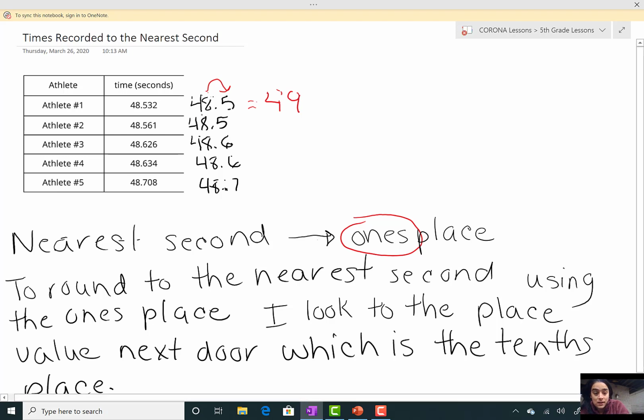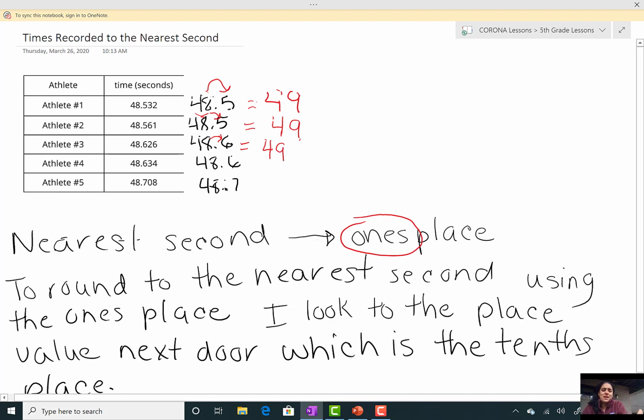There's an 8 again in the ones place. I'm going to look next door to the tenths place. There's a 5. It's going to round up again. I get 49 seconds. The third athlete, there's an 8 in the ones place. I look next door to the 6 in the tenths place. So rounding this to the nearest second, or recording the times in the nearest second, it's going to bump it up again to 49 seconds.